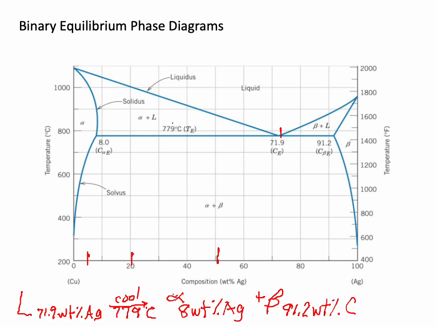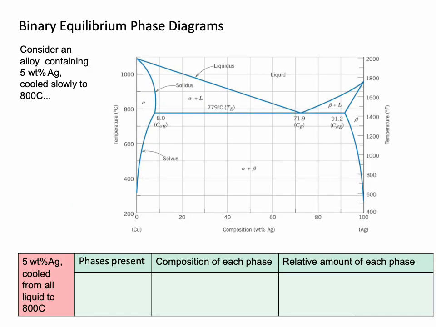At each combination of temperature and composition, I should be able to describe the phases present. That's the first question. Second question, composition of each phase present. And the third is the relative amount of each phase. So here I've got those three things at the bottom. And I say I've got 5 weight percent silver. It's cooled slowly from all liquid to 800 degrees C. So here's 800 C, and up there is our 5 weight percent, because this is 10.